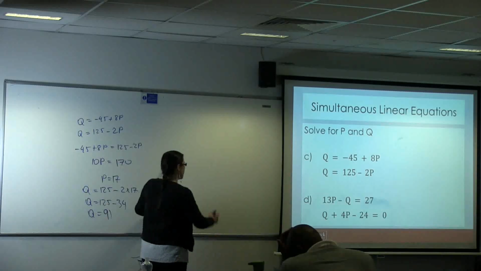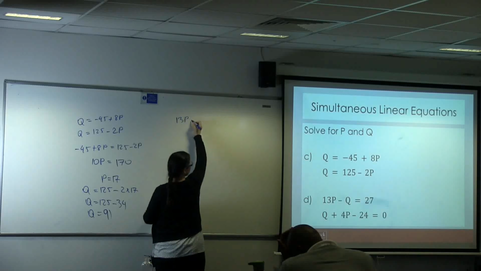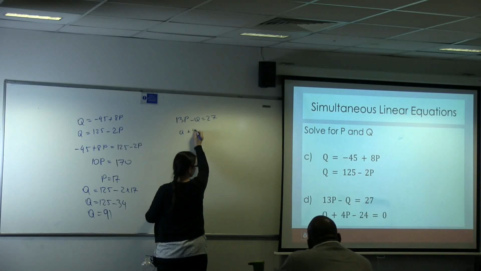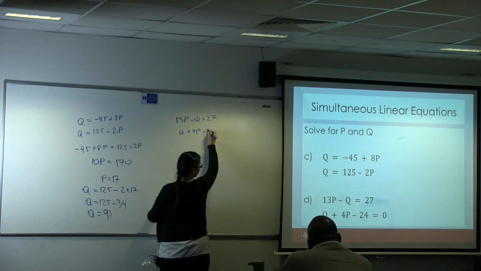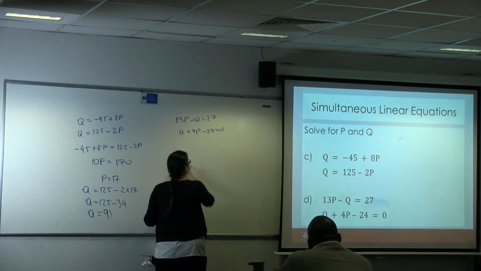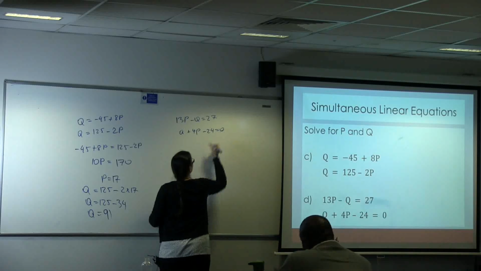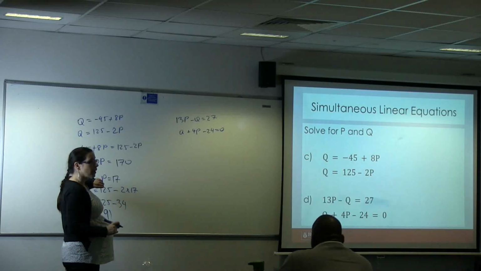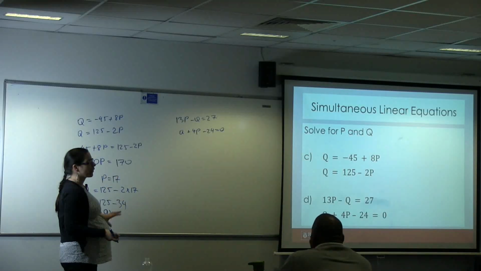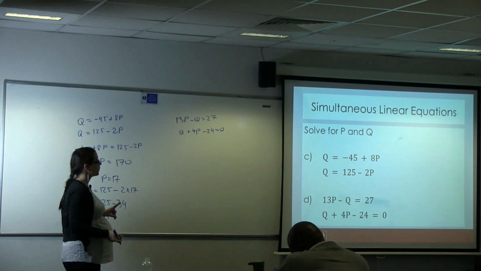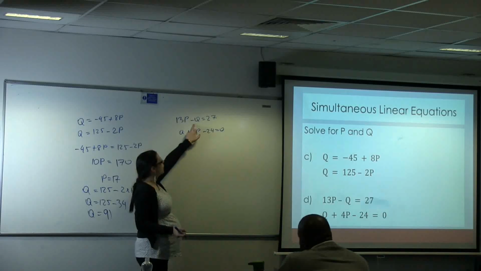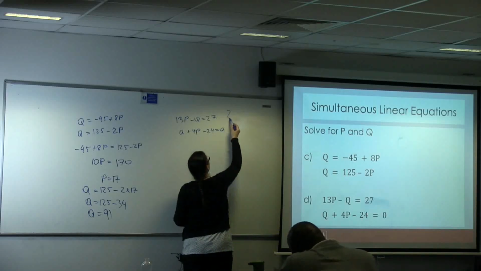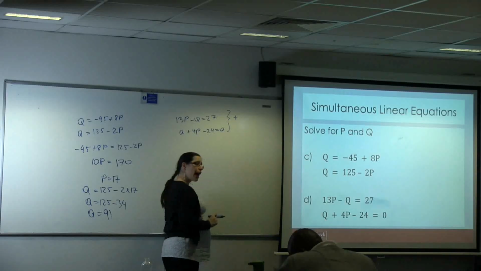The second equation, or rather the second system of equations, is slightly different, because now I don't have the Q equals on each side. The Q's and the P's are jumbled up in the equation. But what do I notice? This is negative q, this is positive q. So if I add the two equations together, I can eliminate the q.